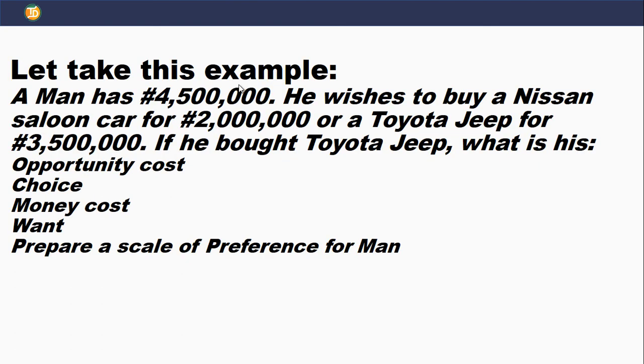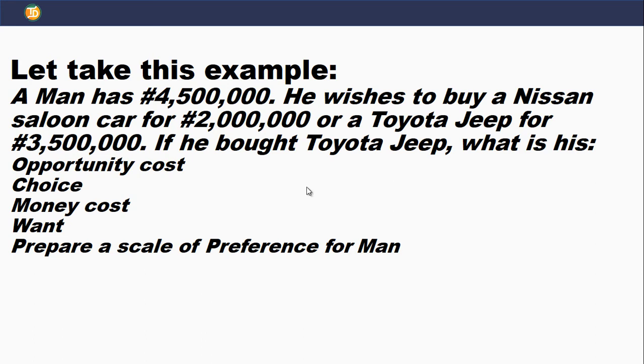Now let's look at this example. All right, so as to understand the basic concept of economics, look at the question. A man has 4,500,000. He wishes to buy a Nissan saloon car for 2 million or a Toyota Jeep for 3.5 million naira. If he bought the Toyota Jeep, what is number one, opportunity cost, number two, choice, number three, money cost, number four, wants, and number five, scale of preference?